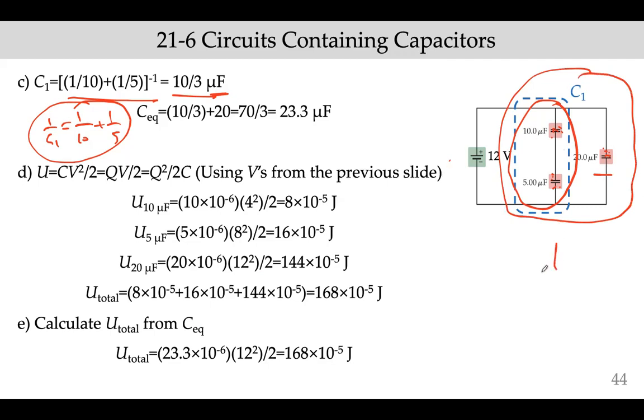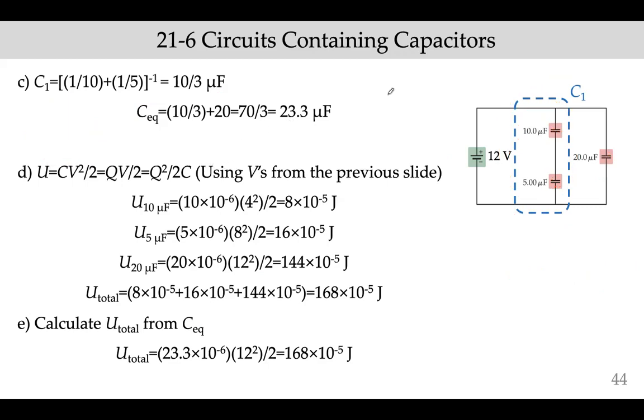Now to find the equivalent capacitance of this part of the circuit, we have this capacitance here, which we calculated to be 10 divided by 3 microfarad. This is connected to the other capacitor here, which is 20 microfarad. As you can see, these are in parallel, and when capacitors are in parallel, you just add the capacitance values, which turns out to be 23.3 microfarad. So the equivalent capacitance here is 23.3 microfarad.